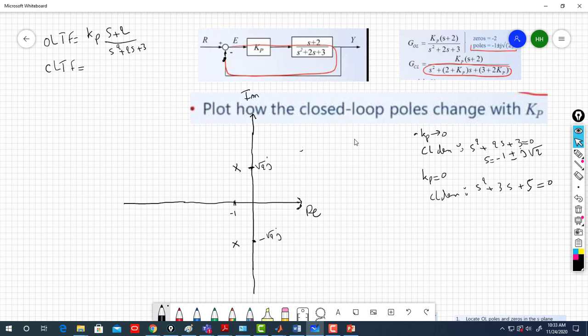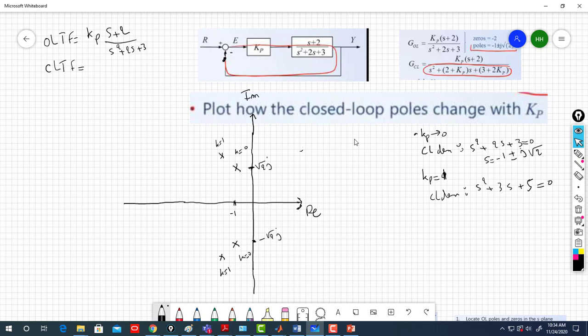If this is equal to 0, you can find the poles S. So I found them myself here and here, and this is for k equal 1. This is for k equal 0.